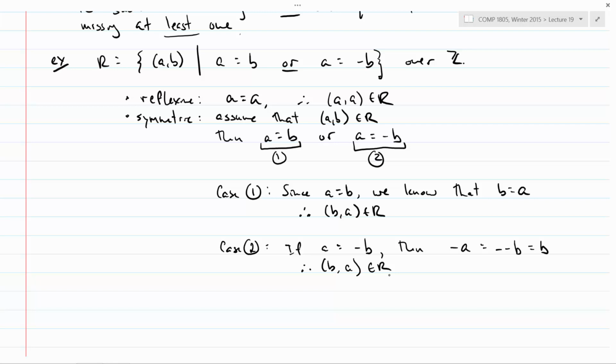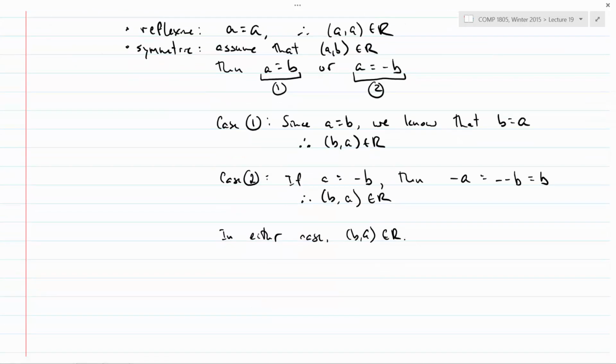Alright, so that proves that it's symmetric because AB could be anything. So no matter what AB is, if AB is in the relation, then BA is in the relation. That's the definition of symmetry. So in either case, BA is in R. So I started with the assumption that AB was in R, and I proved that BA was in R too. So that's exactly what it means to be symmetric. Does that make sense? This is a direct proof of symmetry.